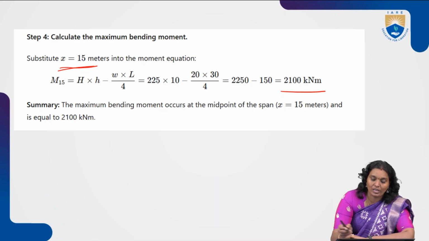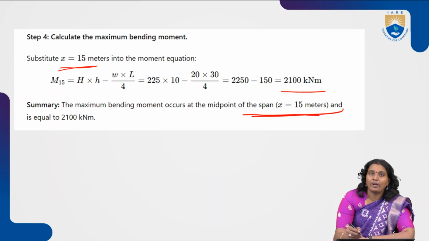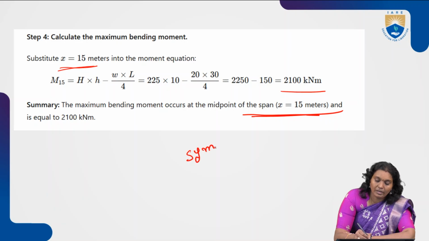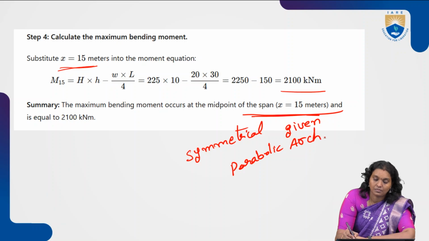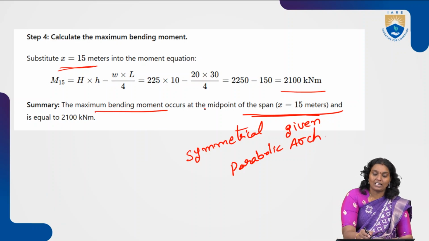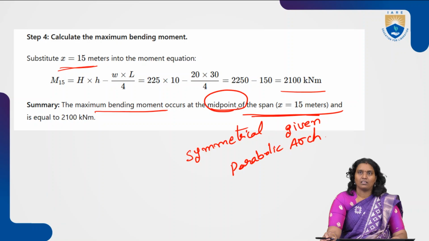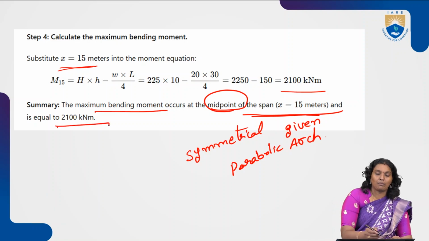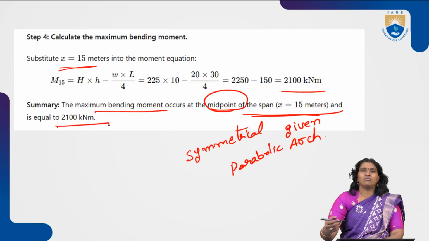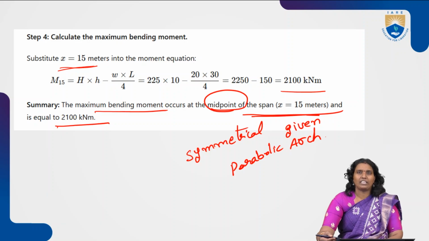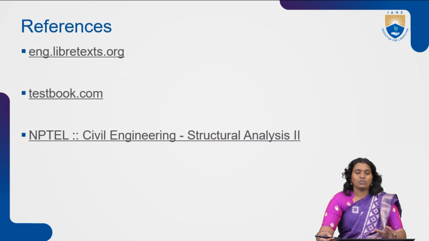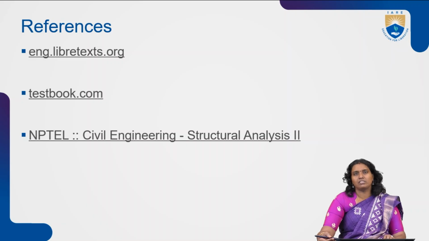The maximum bending moment occurs at the midpoint because of the symmetrical condition of the given parabolic arch. The maximum bending moment occurs at the midpoint of the span, and that is equal to 2100 kilonewton meter. Like this, we are going to understand the various parameters in the parabolic arch. These are some of the references which we are going to follow for a better understanding of these arches.